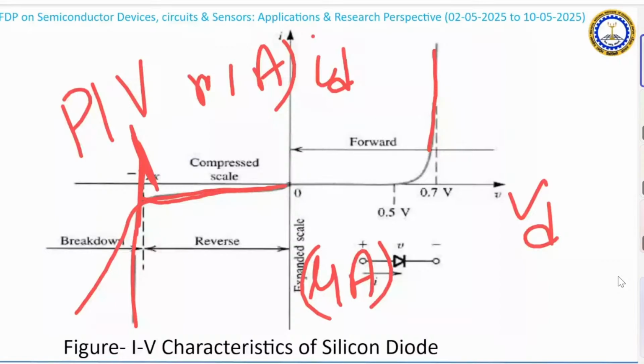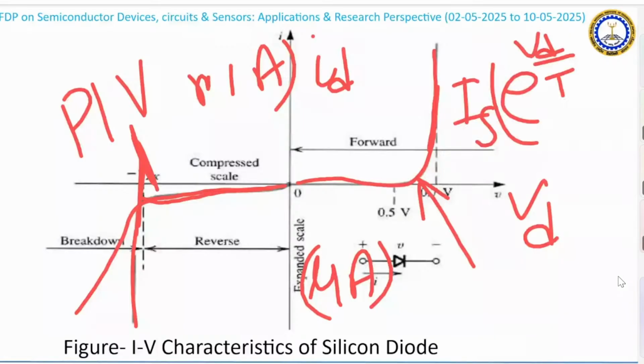You can see this current is exponentially growing. Here it is growing exponentially, right? There is a curve, and I am marking it with an arrow. This is the curve which we got from the expression I = I0 into exponent of (Vd upon Vt) minus 1. From this expression we got it, right?